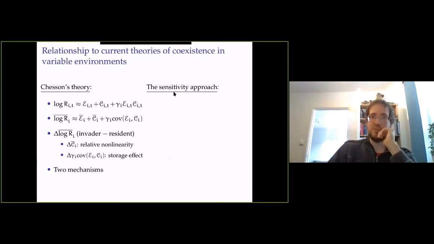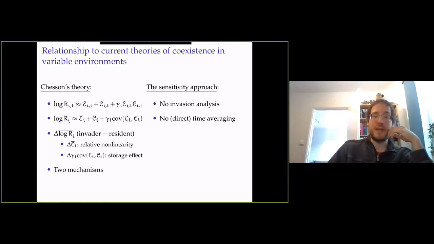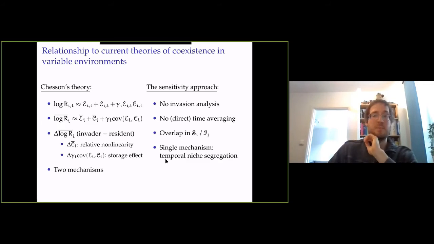By contrast, in the sensitivity approach that I was showing today, there is no invasion analysis. We have a stationary state that we're analyzing. There is no direct time averaging either. I put direct in parentheses because we are calculating the response of the average abundances, but we're not doing the time averages of the growth rates like they're done in Chesson's theory, and we're not making small fluctuation assumptions either in this case. What determines coexistence is the overlap in sensitivity vectors and overlap in impact vectors. And really, there's just a single mechanism, that is temporal niche segregation, if you will. Segregation in the sensitivity and the impact vectors. That's our mechanism. So we don't have these two separate things that we have in Chesson's theory.